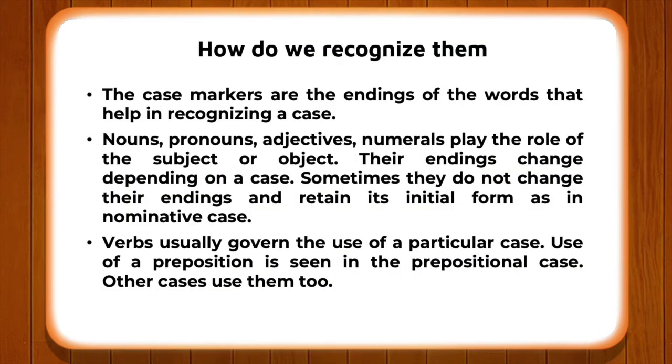How do we recognize them? The case markers are the endings of the words that help in recognizing a case. Nouns, pronouns, adjectives, numerals play the role of the subject or object. Their endings change depending on a case. Sometimes they do not change their endings and retain their initial form, as in the nominative case. Verbs usually govern the use of a particular case. Use of a preposition is seen in the prepositional case. Other cases use them too.